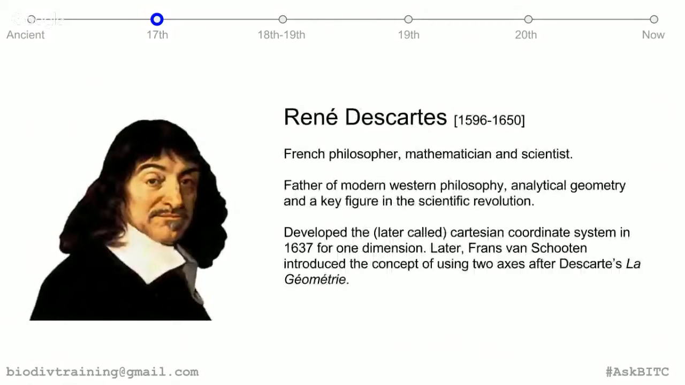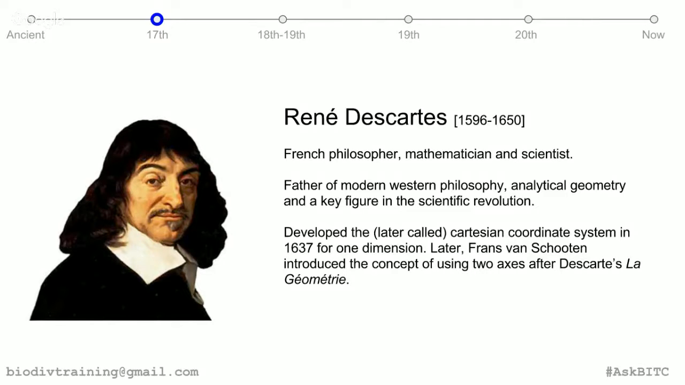man, René Descartes, who was a philosopher, mathematician, and scientist. You know that people in history always have long names because they did a lot of work. But this particular man is known as the father of modern Western philosophy, of analytical geometry, and is a key figure in the scientific revolution. And it's important in our case because he developed what was later called the Cartesian coordinate system in 1637.